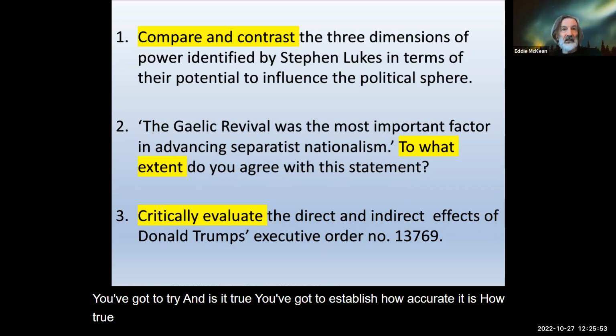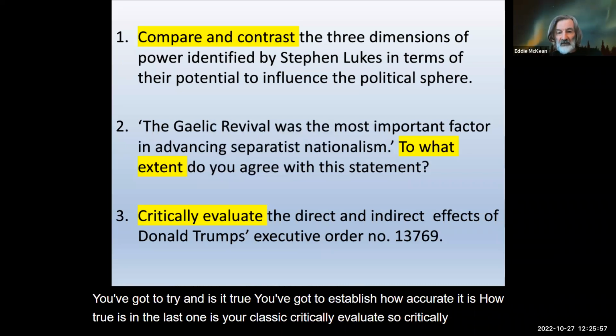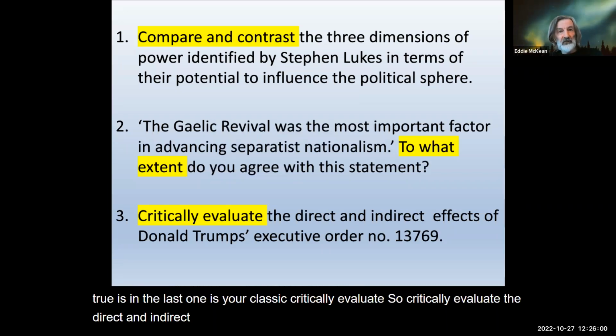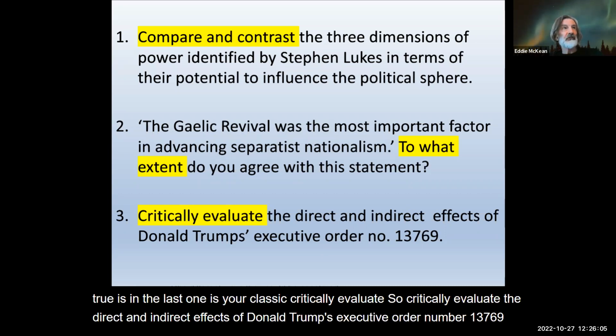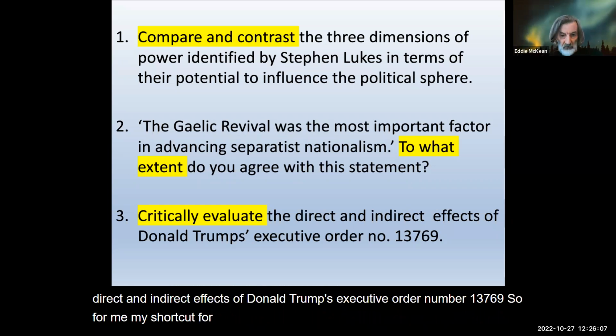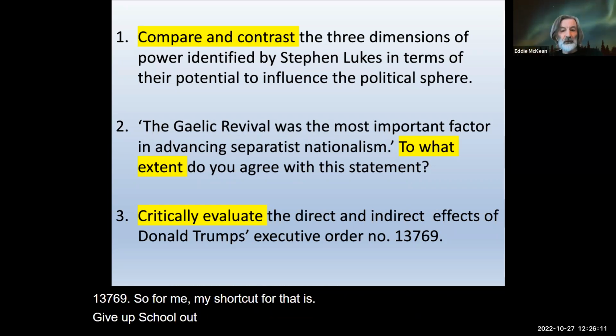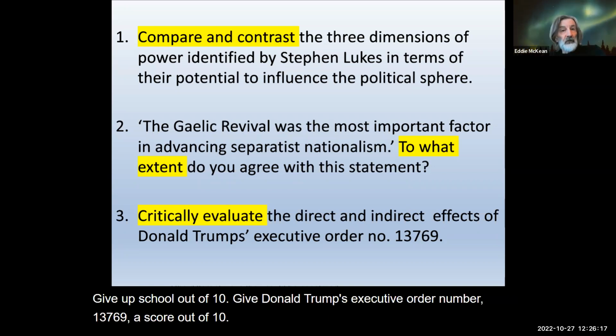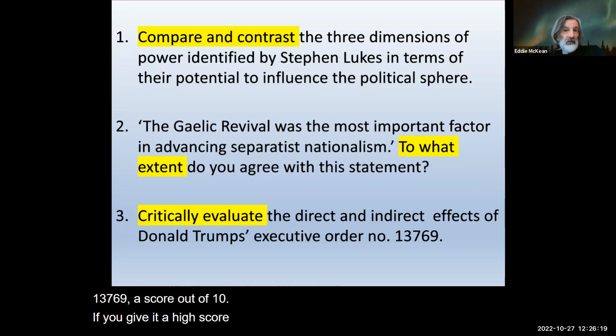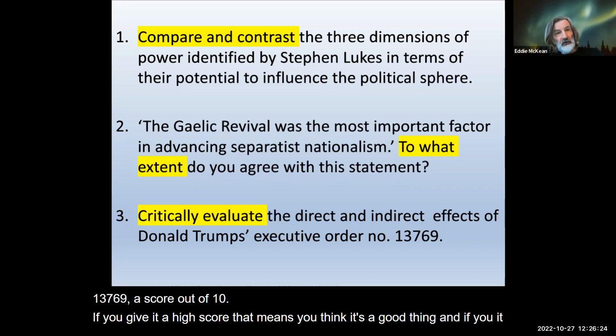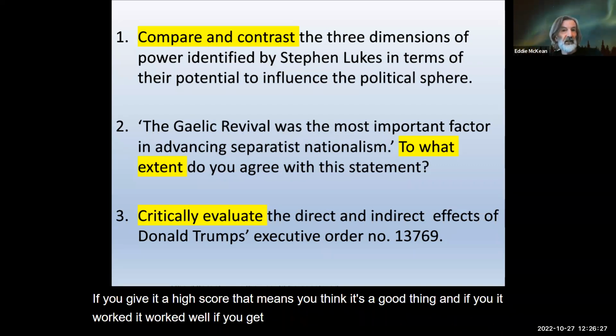And the last one is your classic, critically evaluate. So: critically evaluate the direct and indirect effects of Donald Trump's executive order number 13769. For me, my shortcut for that is to give it a score out of 10. Give Donald Trump's executive order number 13769 a score out of 10. If you give it a high score, that means you think it's a good thing and it worked well. If you give it a score of 1 out of 10, then it was rubbish.